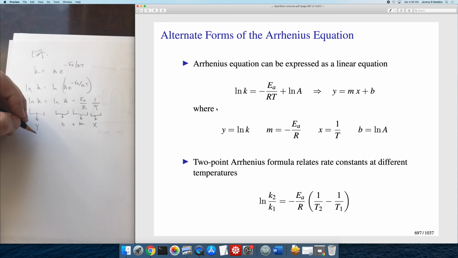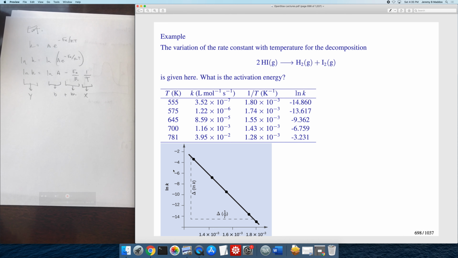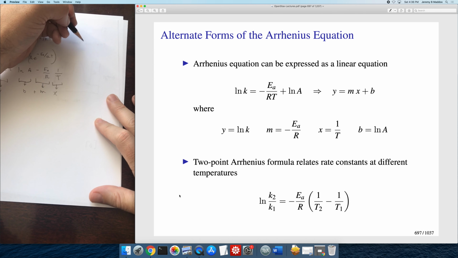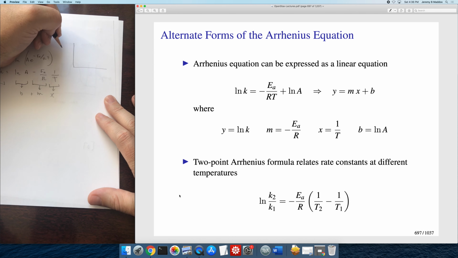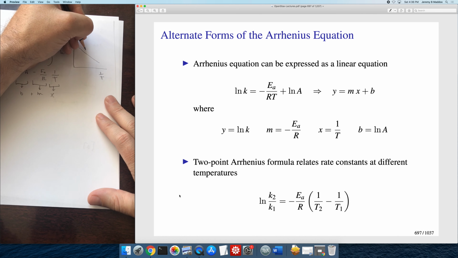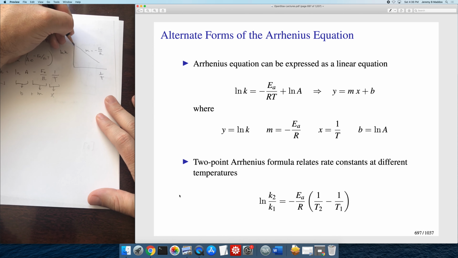So if you were to plot, for example, natural log of k versus 1 over T, I didn't get it on there very well, so I'm going to draw another one here. Natural log of the rate constant versus 1 over T. What you'll wind up with is a downward sloping line where the slope is equal to minus the activation energy over R, and the intercept is the natural log of the frequency factor.